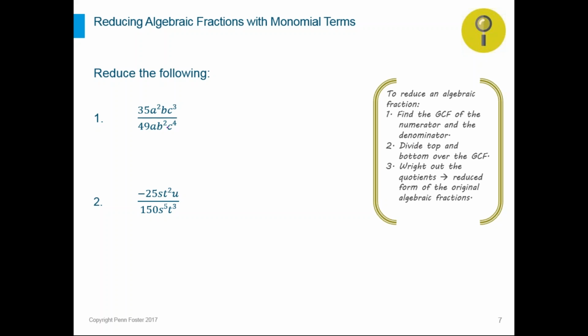So the first thing I want to think of, what's the greatest common factor between 35 and 49? From our knowledge of the multiplication table, we know it's 7. 7 would be the greatest common factor between these two numbers. As for variables, we said we're going to take the common variables with the least exponents. So that would be a, that would be a b, because b squared is greater, so we're going to have the least b. C cubed and c to the fourth, so I'm going to go ahead with a c to the third.